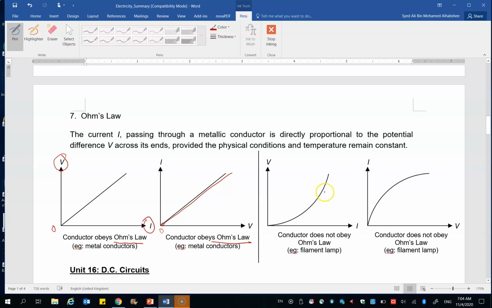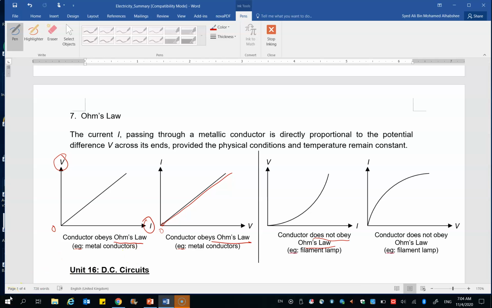What about conductors which look like that? For certain conductors, the voltage and the current are not directly proportional. So for this type of conductors, they do not obey Ohm's law. Conductors like this do not obey Ohm's law.